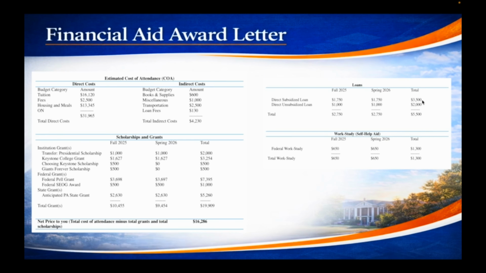Another important thing to look at is loans. This student will be taking out $3,500 in a direct subsidized loan, that's for the whole year, and a $2,000 direct unsubsidized loan. So in total, they'll be taking out $5,500 in loans. If you qualify for work study, it's good to note how much you'll be receiving for the year, but once again, this goes directly to the student, not the college.